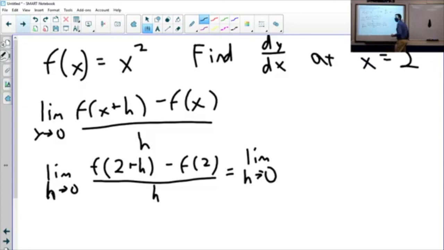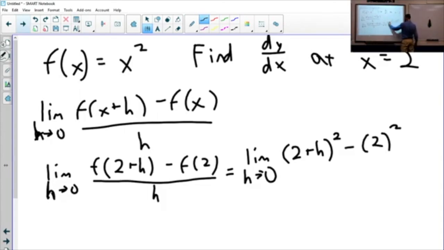This should look familiar, by the way, because you did something like this in pre-calc. So what is f of x? It's x squared. This should be an h. So that means we're going to take 2 plus h and plug it in for x. F of 2, that's going to be 2 squared, all over h.